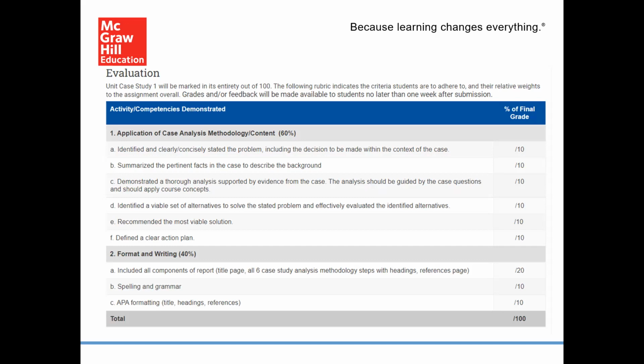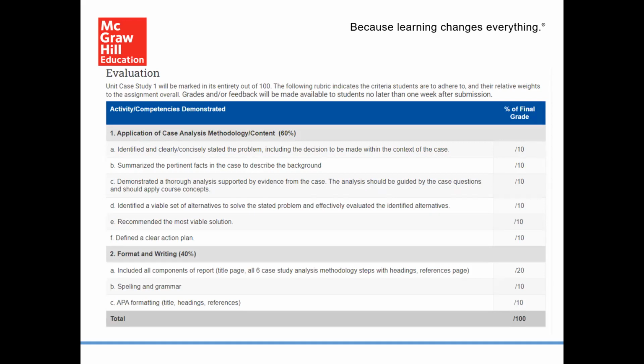And format and writing, that's how you organize your case study. 20 points will be the report, title page, case study analysis methodologies, heading, references. Freebie, spelling and grammar, 10 points. And APA formatting, title, heading, references, another 10 points. So altogether, guys, I'm going to be using this, what we call rubric, for your class. Okay, this is how I'm going to mark your case study, how I'm going to mark your midterm reports, how I'm going to mark your group project within the rubric.